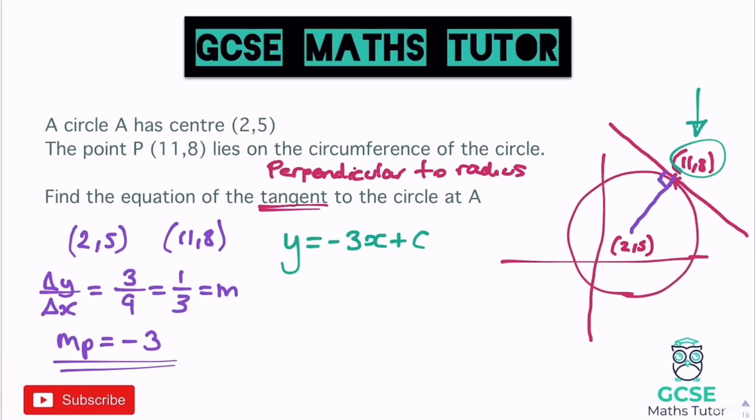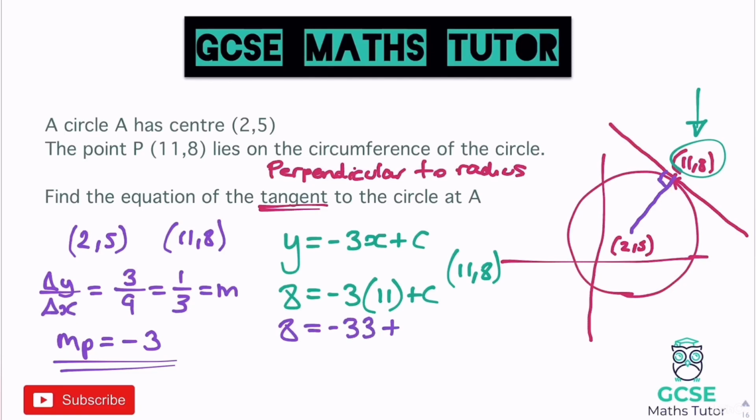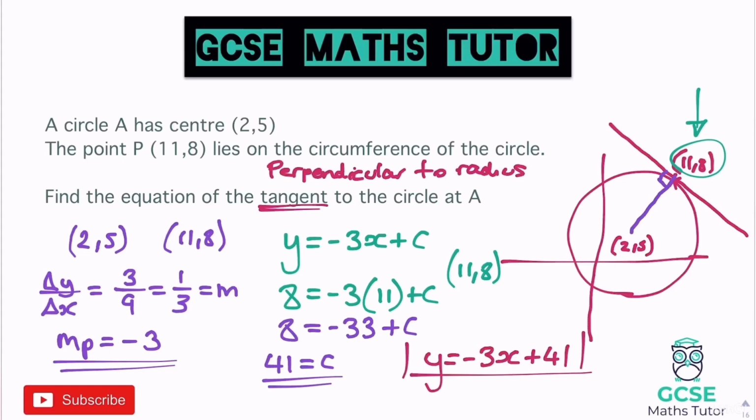So what I'm going to do is stick 11, 8 into the equation of the line, just like I did on the last question. So we get 8 as y equals -3 multiplied by 11 plus c. And again, exactly the same as the last question, we can solve this now. So 8 equals -33 plus c, times those out, add the 33 over, 41 equals c. So now I've got the y-intercept of that line as well. Now if we put this all together, we've got our equation. So y equals -3x plus 41. There we go. And there's the equation of the tangent.